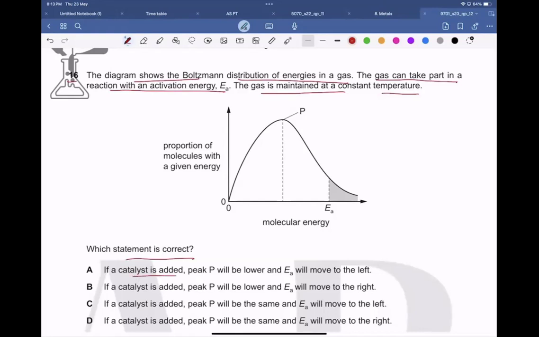If the catalyst is added, peak P will be lower. No, there will be no change in the peak P, right? So A is wrong. Again, B statement is wrong. And activation energy moves to the left. Yes, the activation energy moves to the left. That is correct. Activation energy moves to the right. No, that is not correct. So D goes wrong as well. So we are left with only C. So C is the correct answer. Is this clear to all of you?